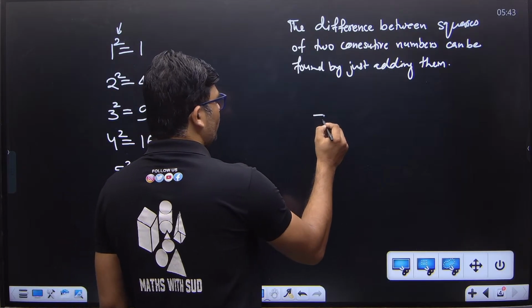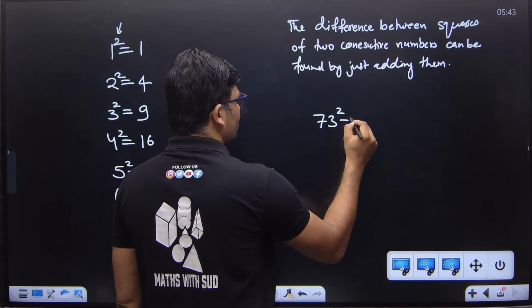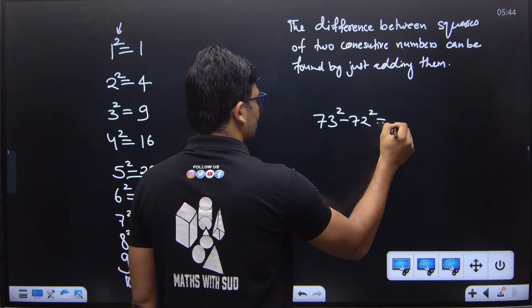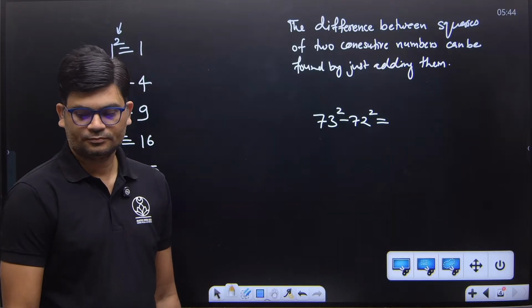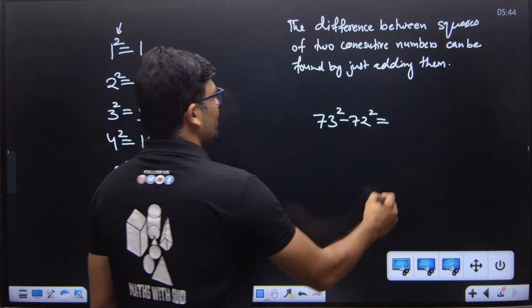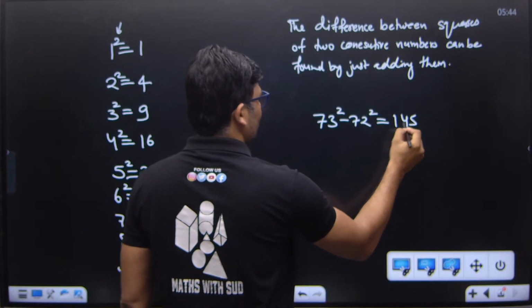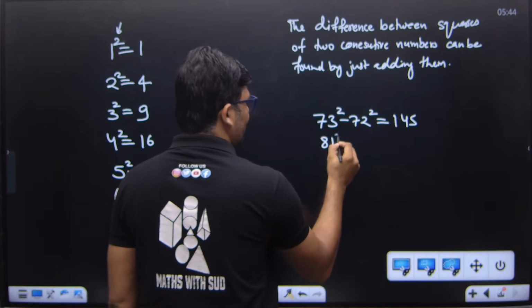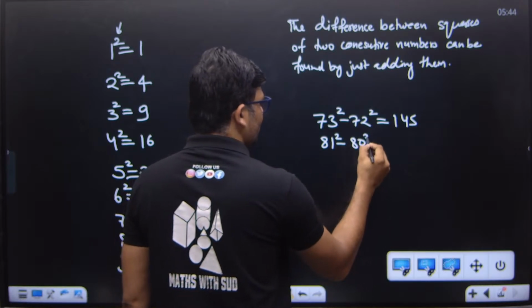So can you tell me what is 73 square minus 72 square? Yeah, that's 145. Wonderful. See how fast you have done it. You can write some examples as well. 81 square minus 80 square.